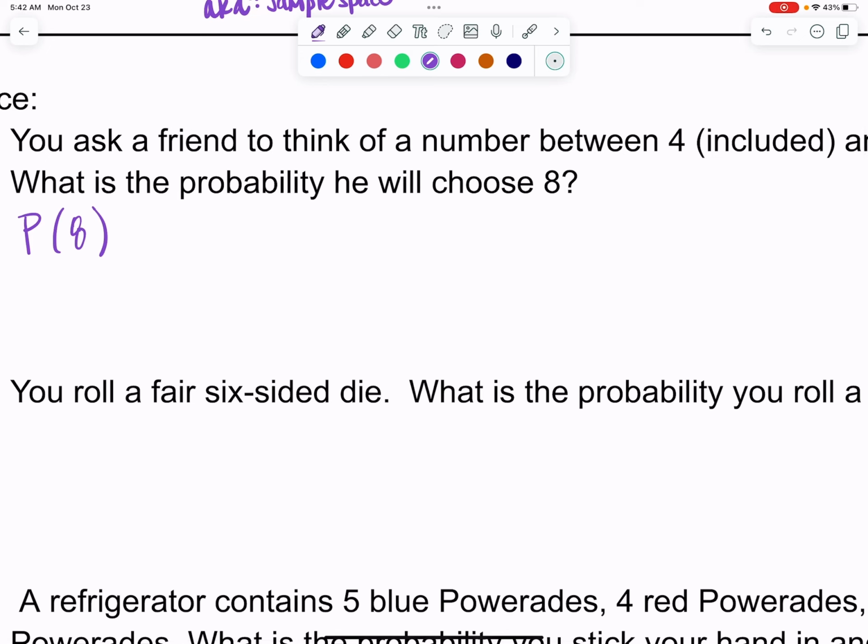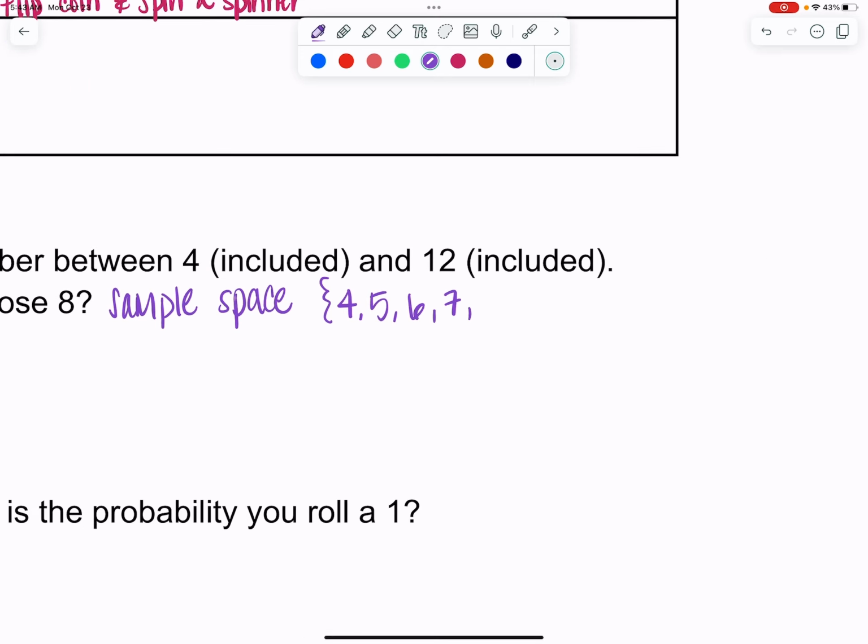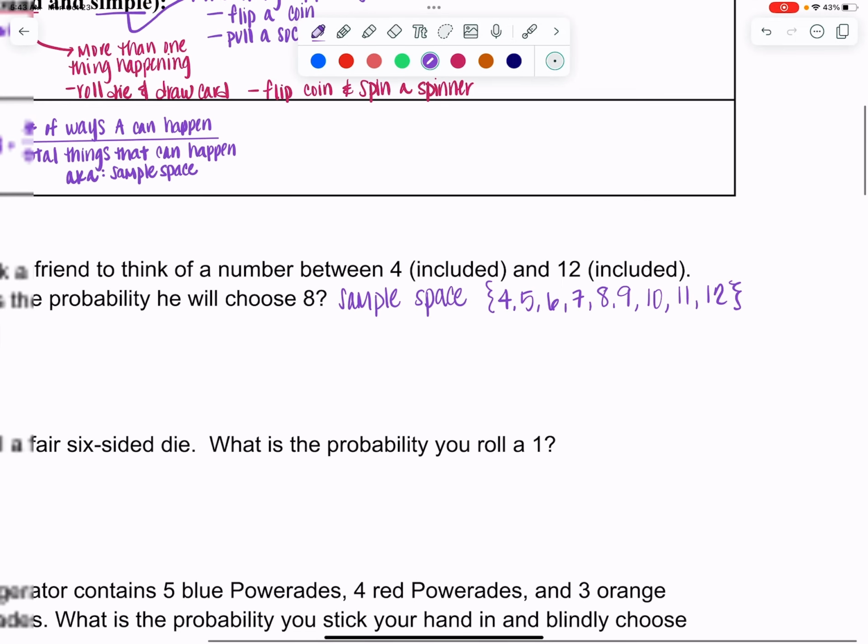Well, I'm going to start by listing out my sample space, my total number of things that could happen. So he could guess 4, 5, 6, 7, 8, 9, 10, 11, or 12. Any of those are perfectly valid outcomes because those are all of the numbers between 4 and 12 included. My sample space has 1, 2, 3, 4, 5, 6, 7, 8, 9 elements.